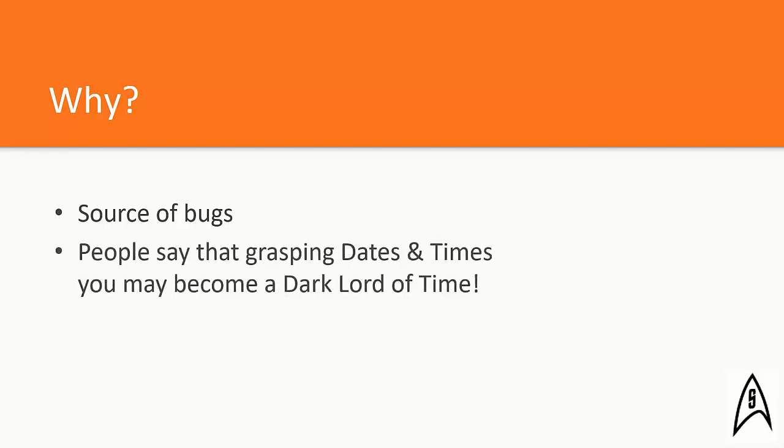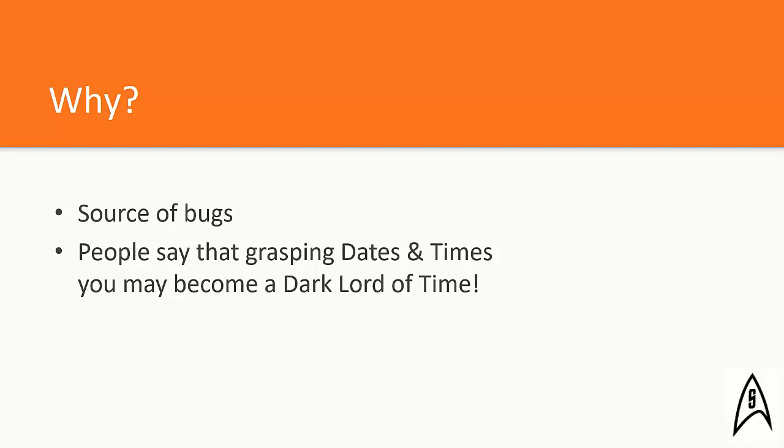Why is it so important to know how to manage dates and times properly? Here are the main two reasons. First of all, there were a significant number of bugs related to dates and times throughout the history of programming. And the second and the most important one is that sage people and wizards say that one who knows everything about dates and times can become a dark lord of time, ruling all the world. That was a joke, actually.